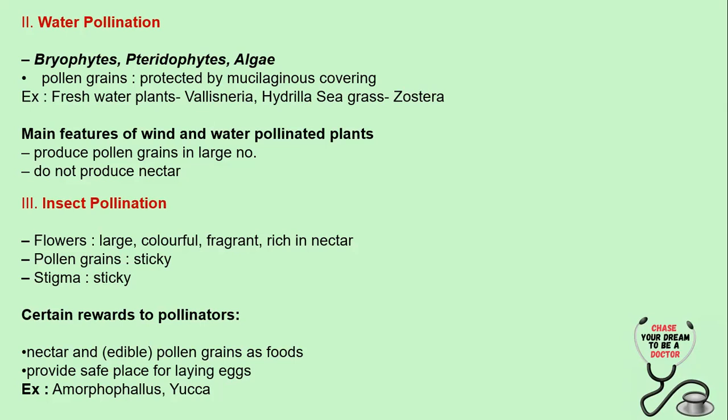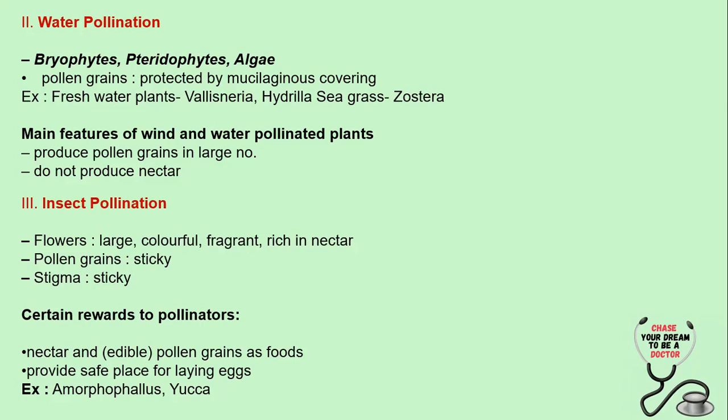The third one is insect pollination. Okay, what is insect pollination? The first point that comes to your mind will be that the flower will be very highly attractive. It will produce nectar. The stigma will be sticky. Pollen grains will also be sticky, whereas a stigma is always sticky. Flowers will be large, colorful, and they will produce nectar as well.